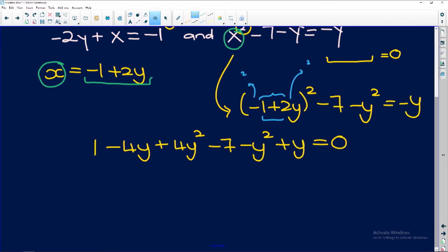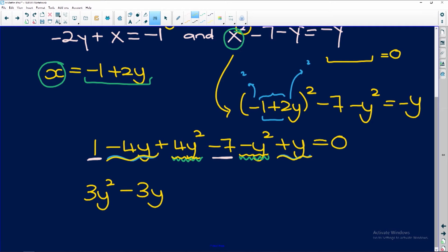Now, if I simplify like terms, the y squareds are over here, the y's are over here, and the constant terms are just the numbers. If I look at y squared first, 4y squared minus y squared gives me 3y squared. -4y plus y is -3y. And 1 minus 7 is -6, equal to 0.